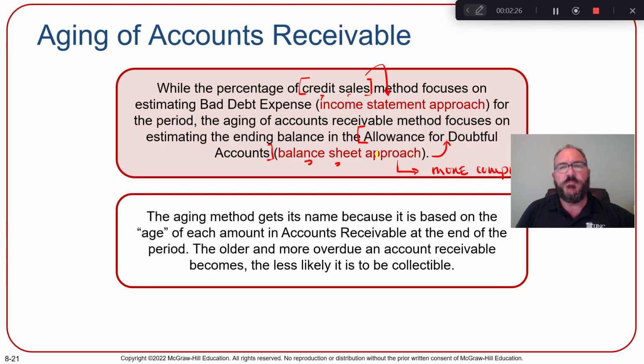By the way, they call that method the income statement approach, okay? Because it's based off of an income statement number, okay? Now, the accounts receivable method, the next method we're going to look at, focuses on the ending balance of allowance for doubtful accounts. It's called the balance sheet approach. By the way, it's more complicated, but the aging process lets you take a look at the different time frames for your accounts receivable, because the different time frames have different meaning. Like I said, the longer somebody owes you money, the less likely you are to get it, so it's actually a more accurate method, okay?